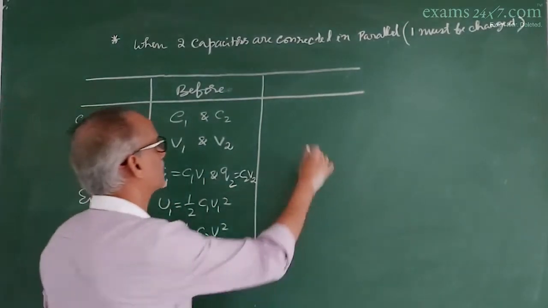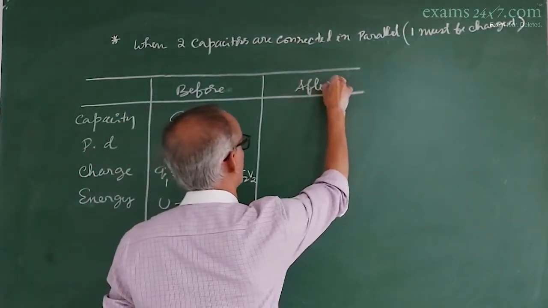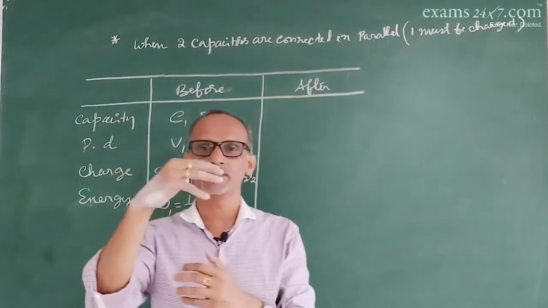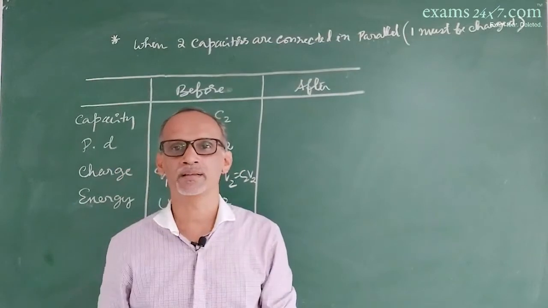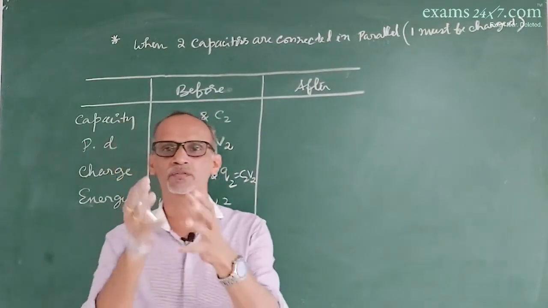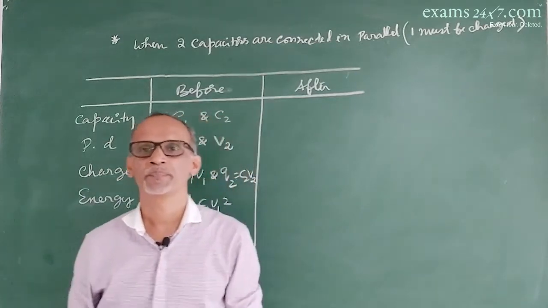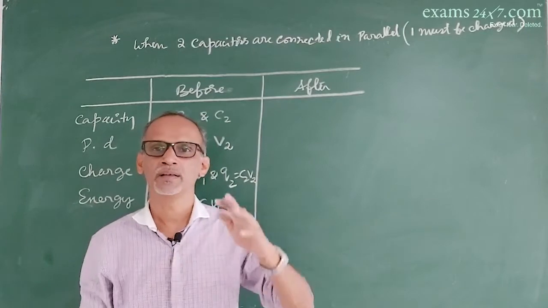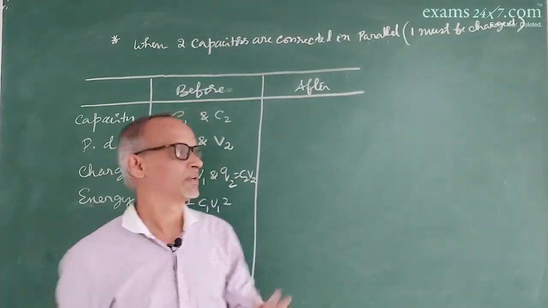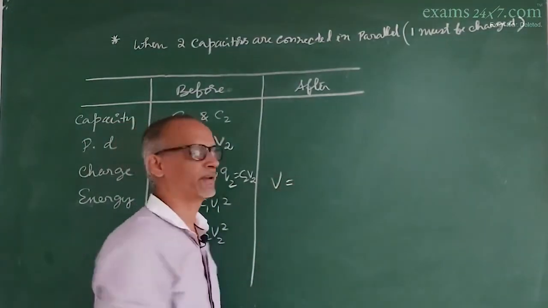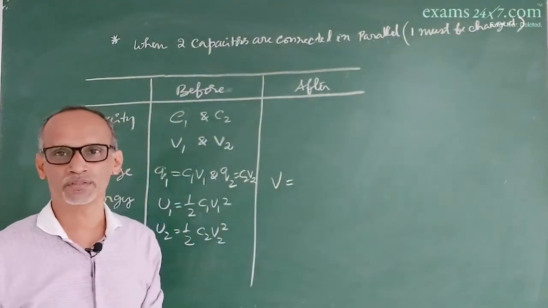Now, after they are connected in parallel, what happens? When the two capacitors having different potential differences are connected in parallel, sharing of the charges takes place. Charges will flow from one capacitor to the other capacitor. For what reason will the charges flow? The charges will flow till their potential becomes the same. So, after they are connected in parallel, both the capacitors will attain a common potential.